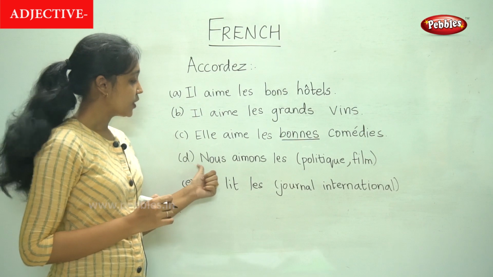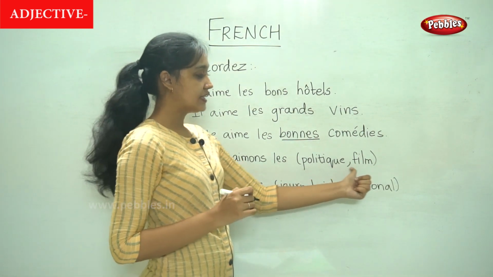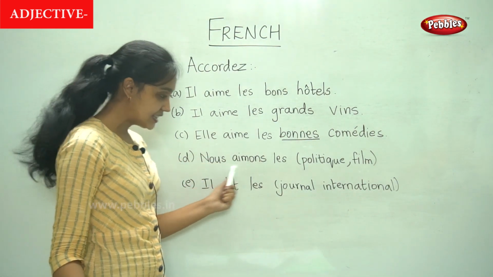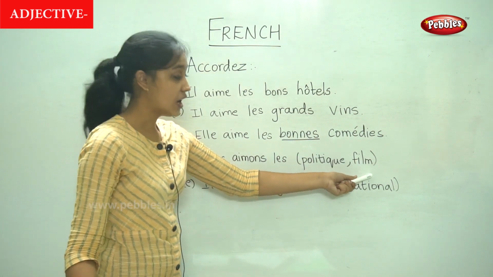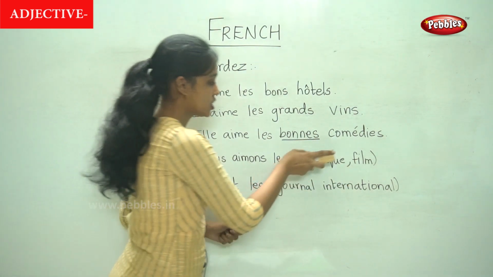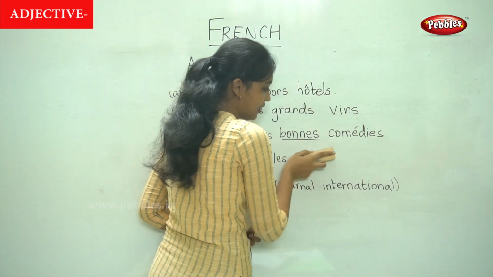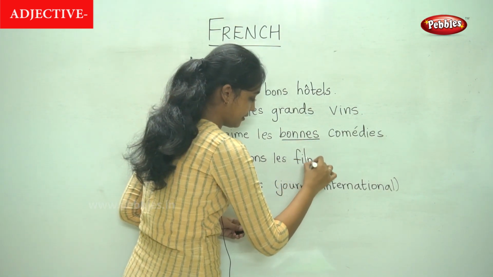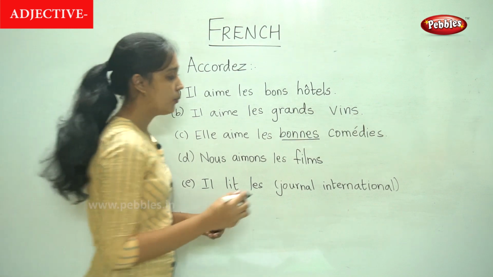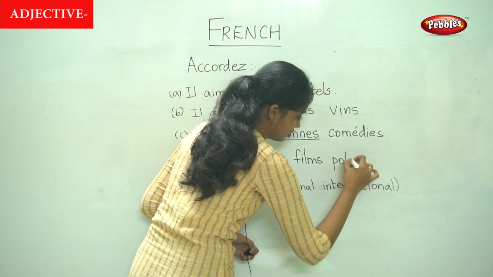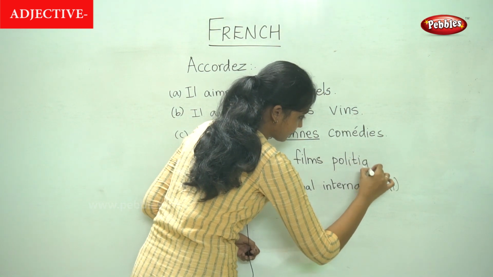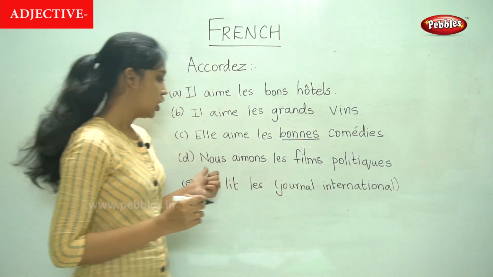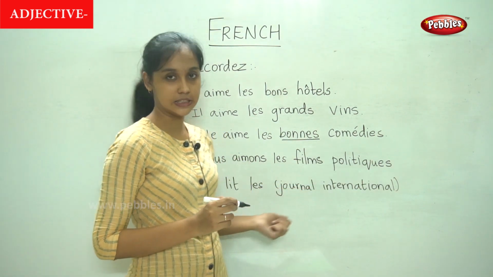Now the next sentence. Nous aimons les politiques and film. So here there is a slight change. In this case, the noun would come before the adjective. So the noun is film. It is masculine. In the plural, we write it as films. And politique will also come in the plural form. Nous aimons les films politiques.